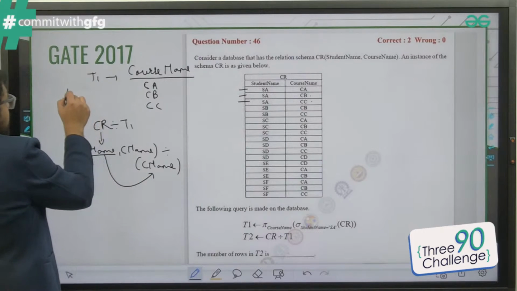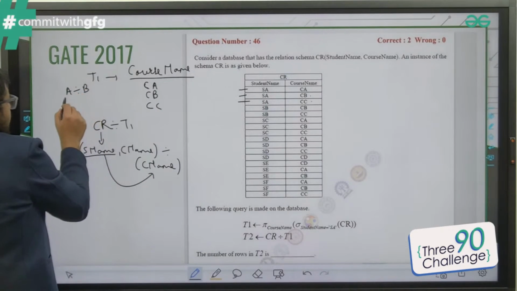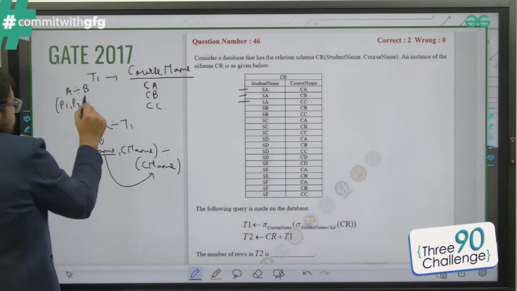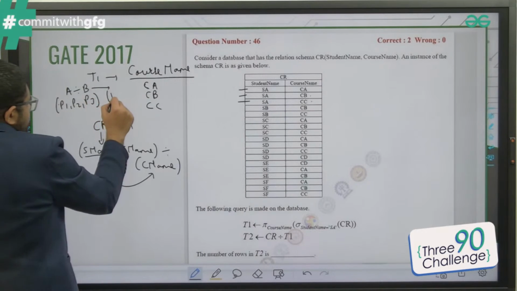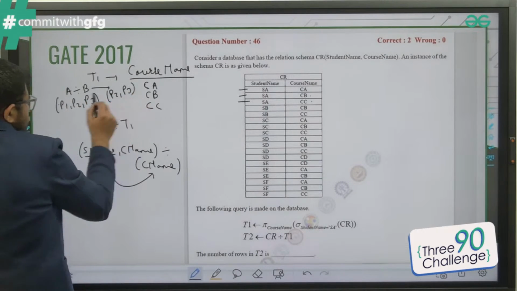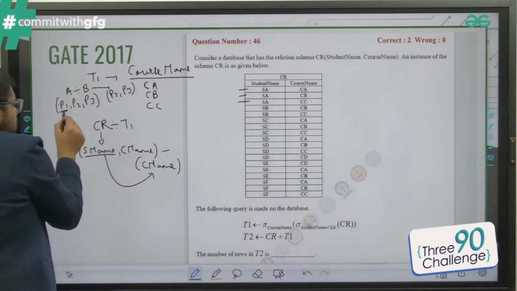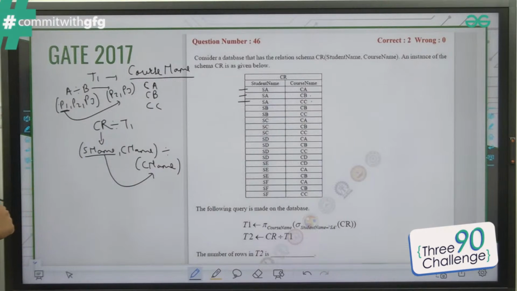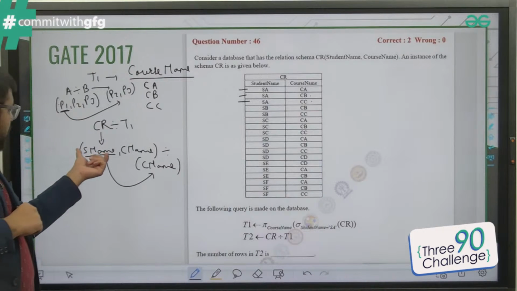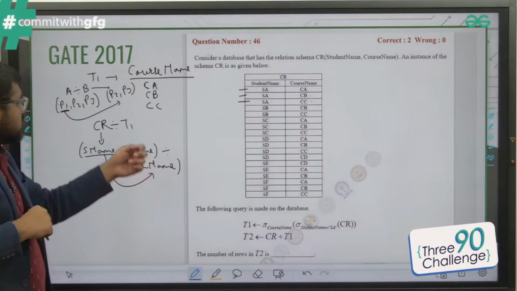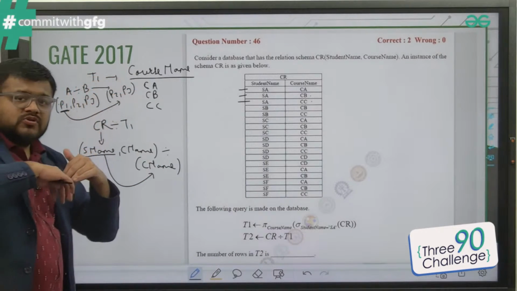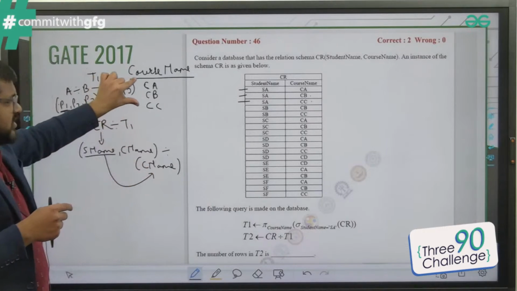Are you getting my point? When you say A divided by B, and if the relation schema of A is, let's say, P1, P2, and P3, and if the relation schema of B is P2, P3, then A divided by B will give you all the values of P1 which are associated with every value present in P2 and P3. Are you getting my point? So here you will get the name of students who are associated with all the courses, means all these courses, CA, CB, and CC. They might be associated with even more courses, but they must be associated with at least these.